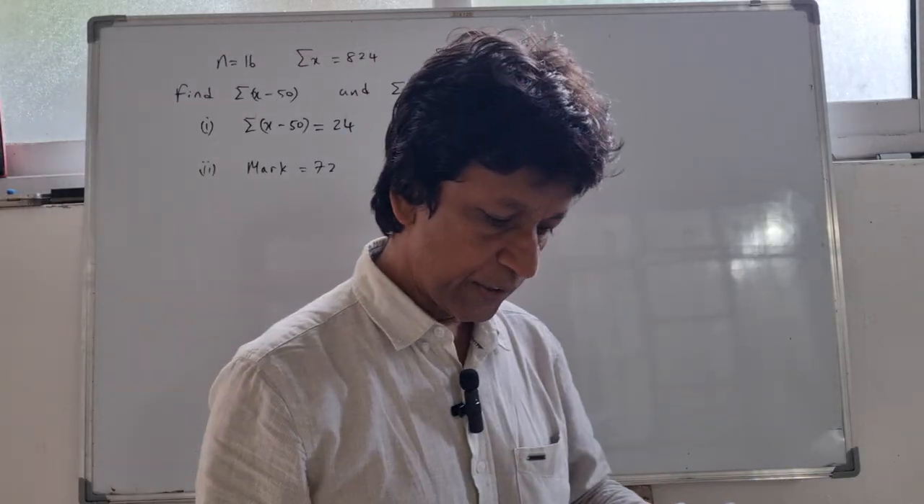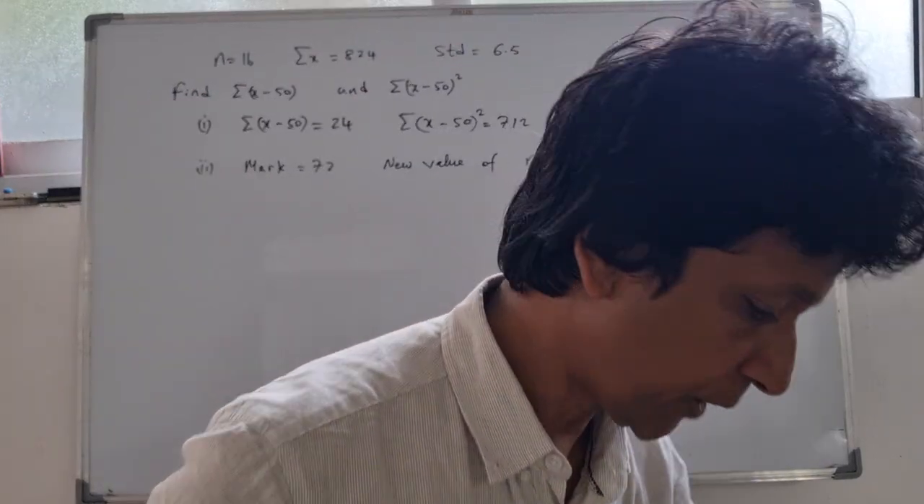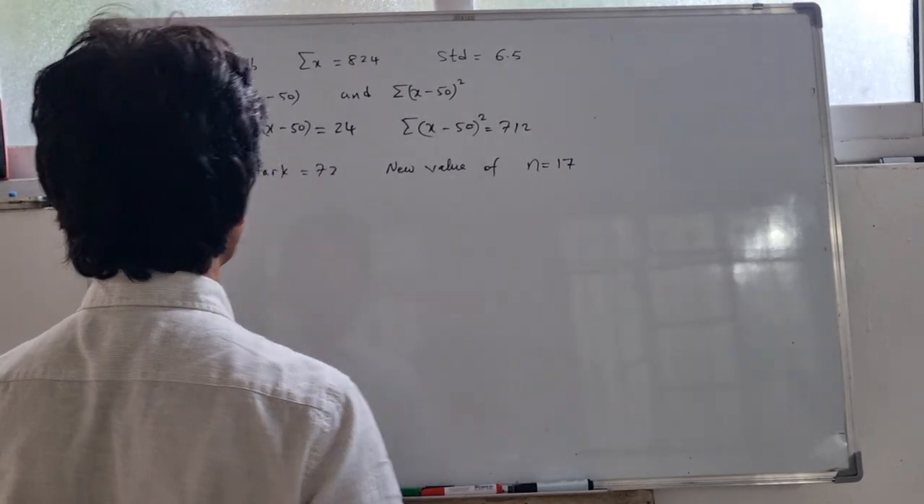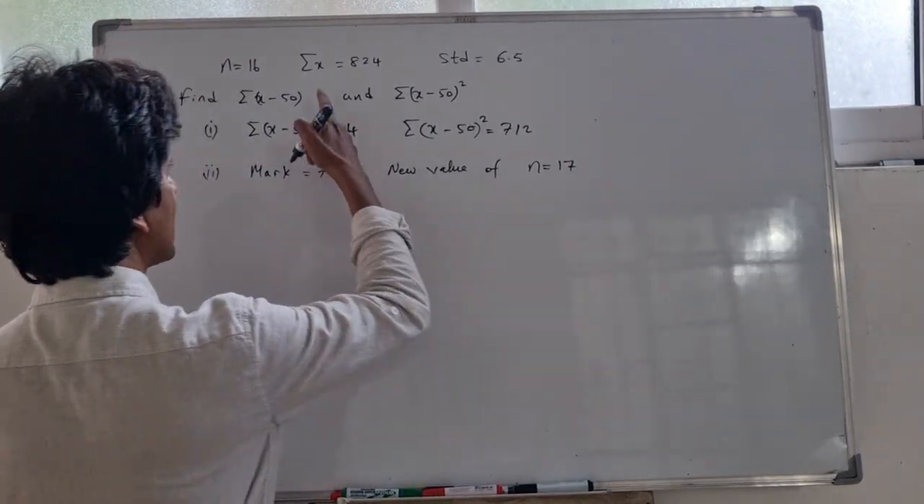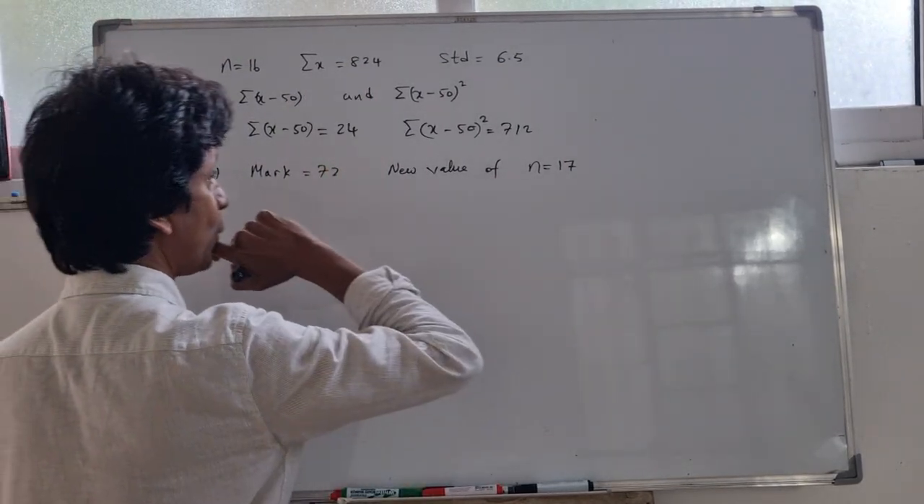They're telling us to calculate the new mean and the standard deviation. To find the new mean, we understand that the sum of x is 824.